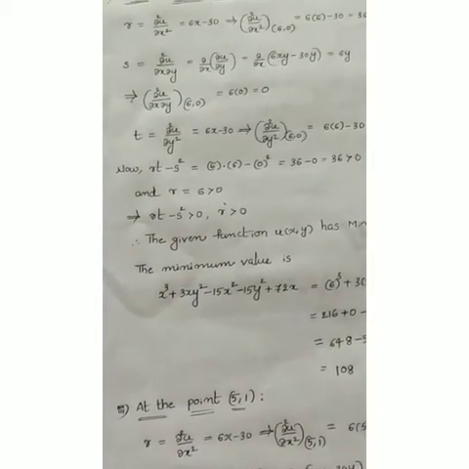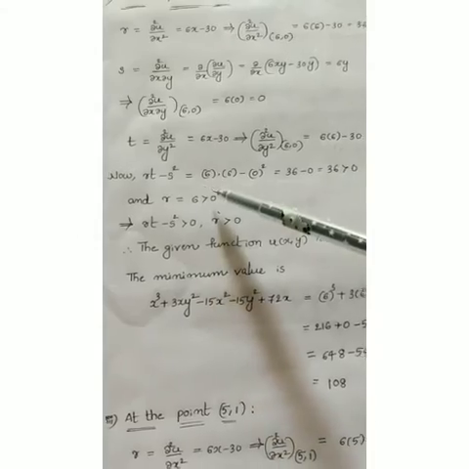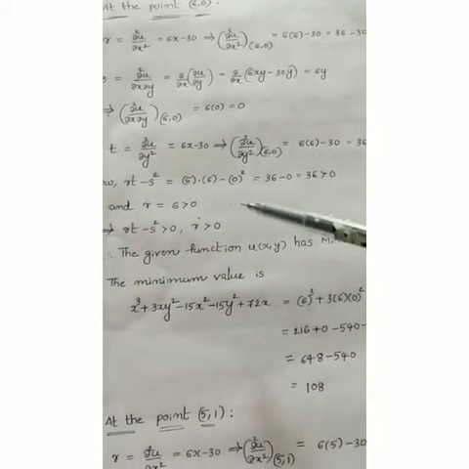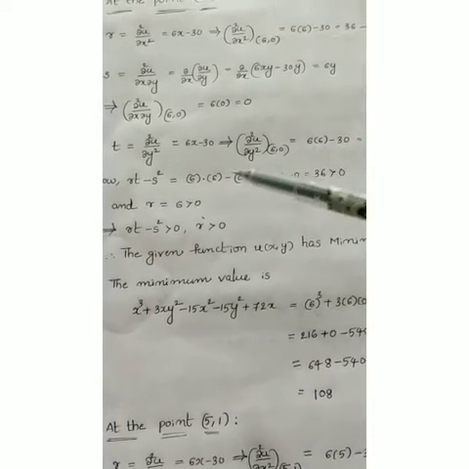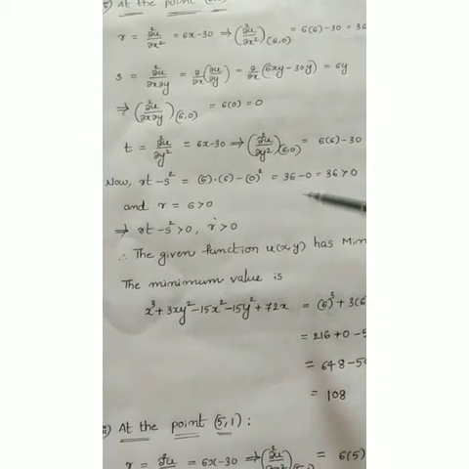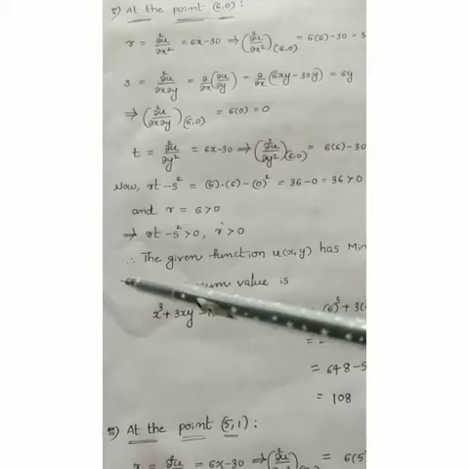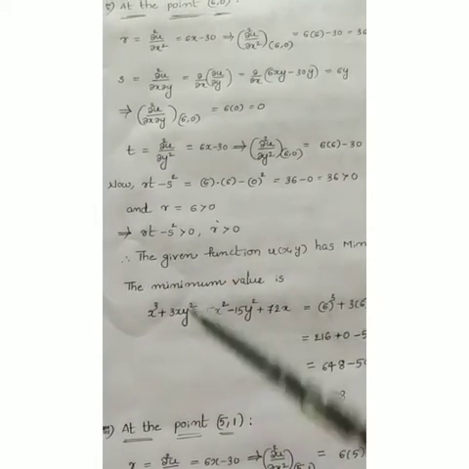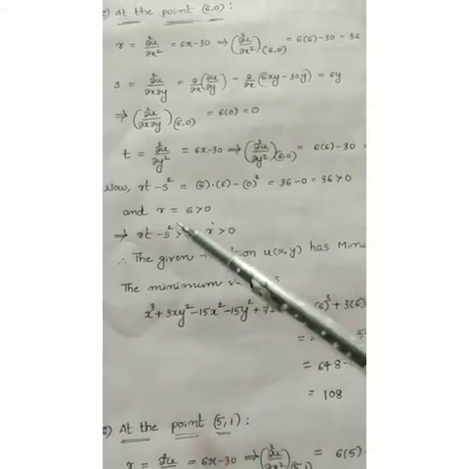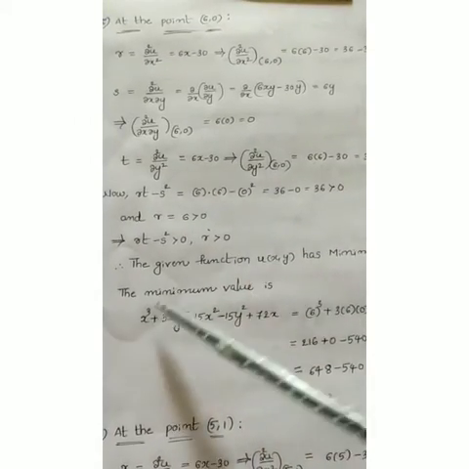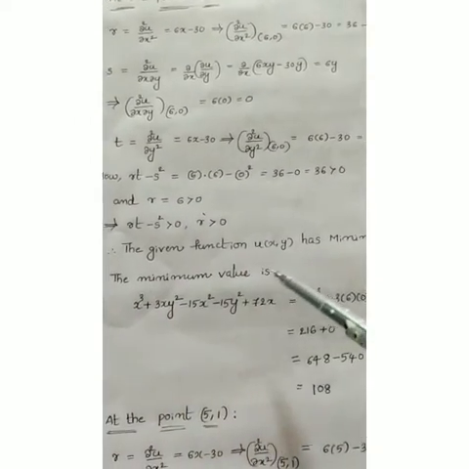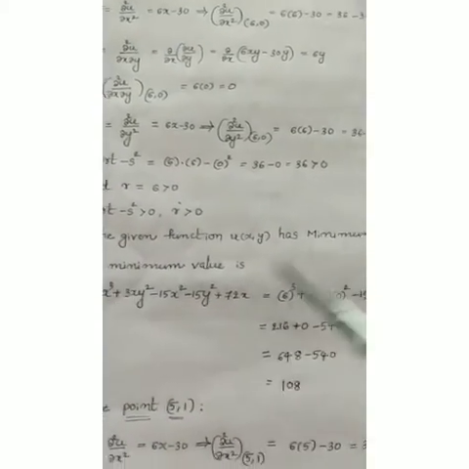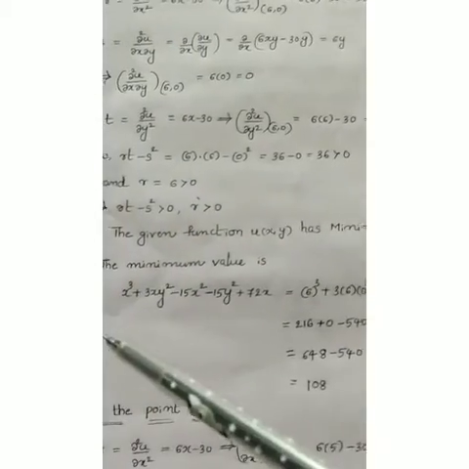And now RT minus S square equal to 6, R is 6 and T is 6, minus S is 0, that is 6 into 6 minus 0 square, 36 minus 0, 36, which is greater than 0, and R equal to 6, which is greater than 0. So here RT minus S square is greater than 0 and R is greater than 0. Therefore the given function u of x, y has a minimum value at the point (6, 0).